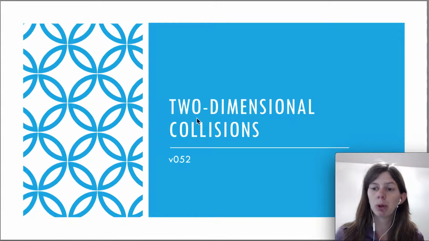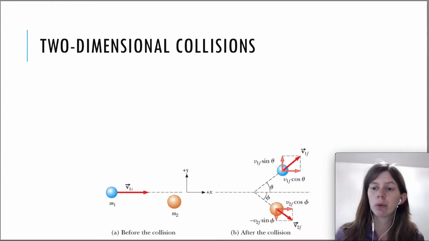So this is very similar to when we talked about one-dimensional motion, horizontal and vertical, and then we put it together for projectile motion. We basically said that projectile motion was two one-dimensional problems stuck together. Well, same thing here. Two-dimensional collisions are just two one-dimensional problems stuck together.